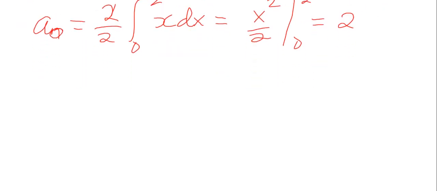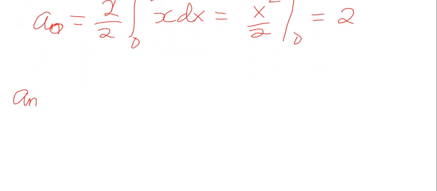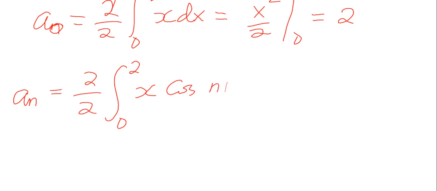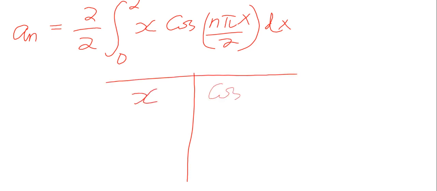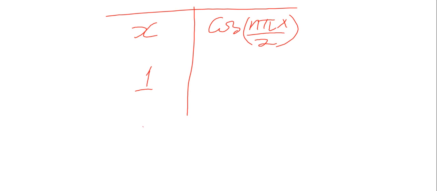Now, once we get a naught, then we can find an. An will be 2 over 2 again, integral from 0 to 2 of f of x, which is x, times cosine of n pi x divided by 2 dx. To integrate that, we use tabular integration again, so I'll have x here, and cosine of n pi x divided by 2 on this other side. So the derivative of x is 1. The derivative of 1 is 0.